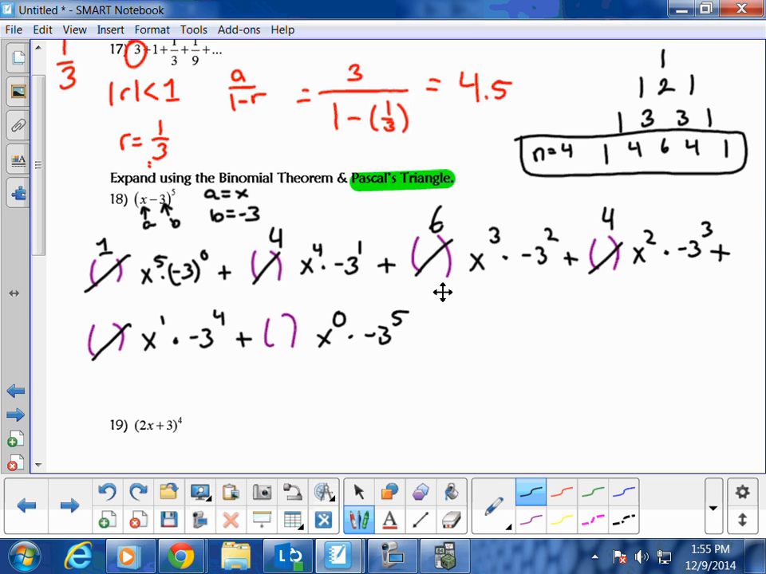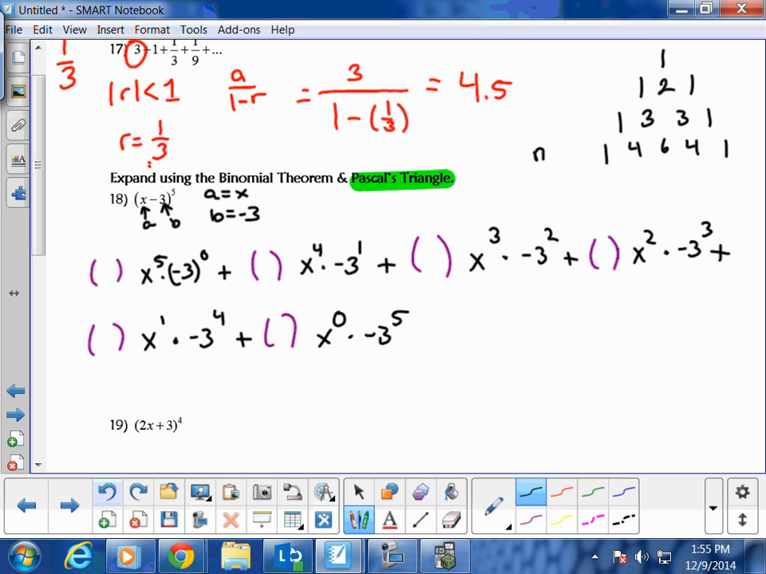Actually, the reason why that one doesn't work is because I mistakenly said that that was n to the 4th. We are not doing n to the 4th, we're doing n to the 5th. So we're actually supposed to continue to do one more row: 1, 5, 10, 10, 5, 1. So this is n to the 5th. This is really what I'm going to be using.